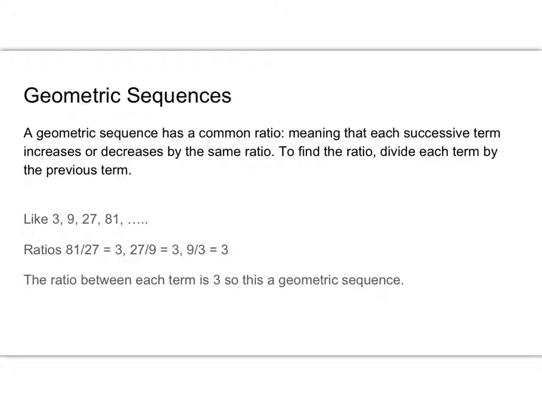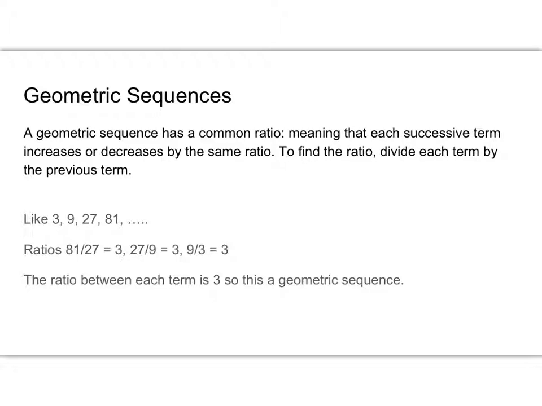A geometric sequence has a common ratio. That means that each successive term increases or decreases by the same ratio instead of the same difference. So to find the ratio, you divide each term by the previous term.